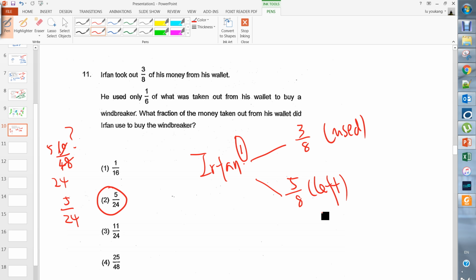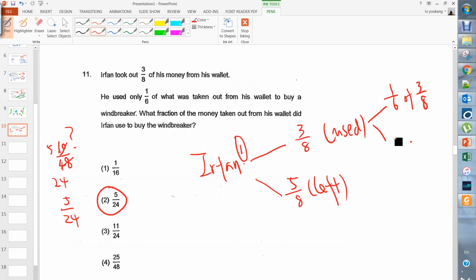And then he used only 1/6 of what was taken out from his wallet. So that means 1/6 of what was taken out, meaning 1/6 of this. This is the first branch, so you need to start another branch. You take 1/6 out. So 1/6 is out, then how much is left? It says 1/6 of 3 out of 8. So how much is left?